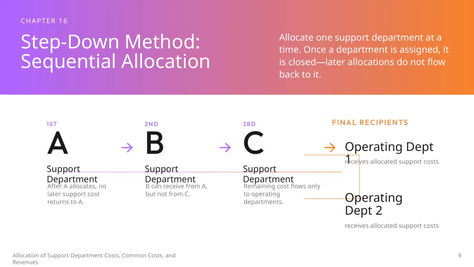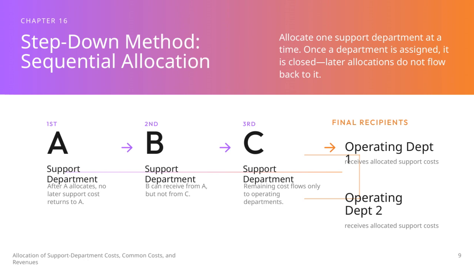The step-down method is a way to allocate support department costs sequentially. We start by allocating the costs of the first support department, let's call it Department A. Once Department A's costs are allocated, it is closed, meaning no future allocations go back to it. Next, we move on to the second support department, Department B. Department B can receive allocations from Department A, but once we allocate Department B's costs, it is also closed.